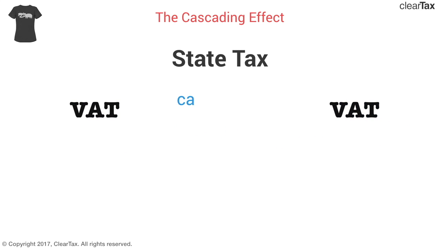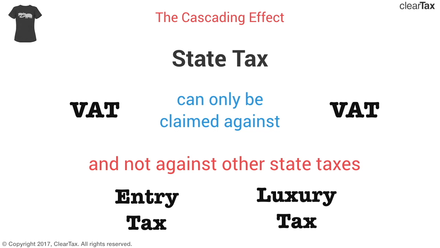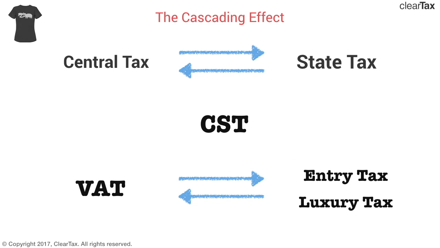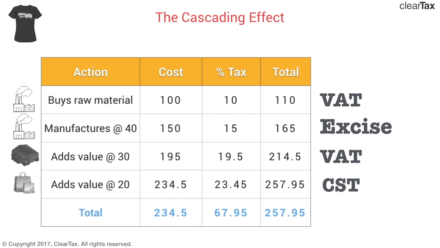Another restriction on input credit is that the state tax of VAT cannot be claimed against any other state taxes like luxury tax or entertainment tax. So VAT can be set off only against VAT and not against any other state taxes. These are the restrictions on claiming input tax credit. There are many more restrictions. These are just the examples which match our numerical problem. And that's why none of these taxes can be set off against each other, and our total tax liability is 67.95. This is a major limitation on input credit.